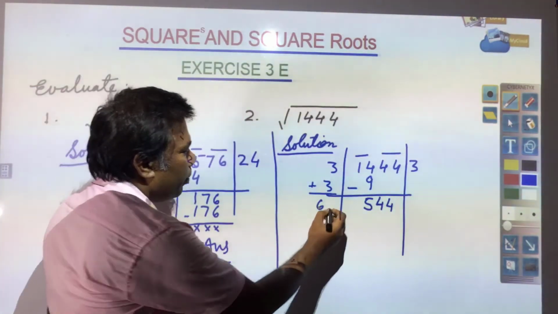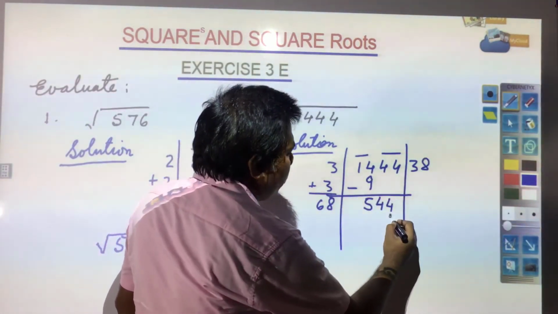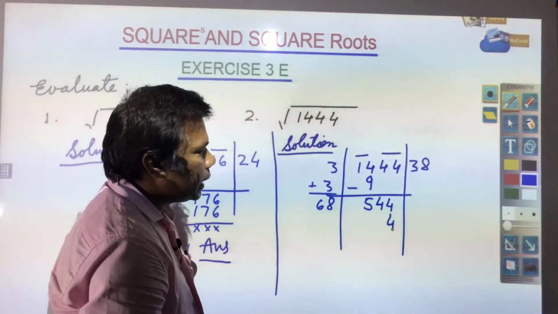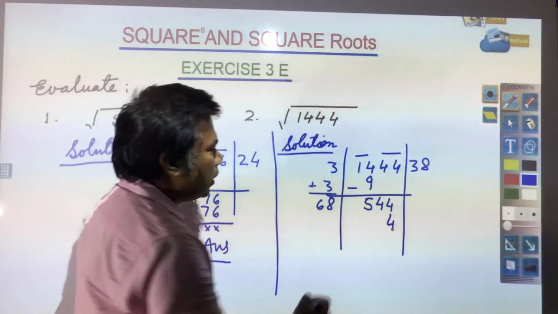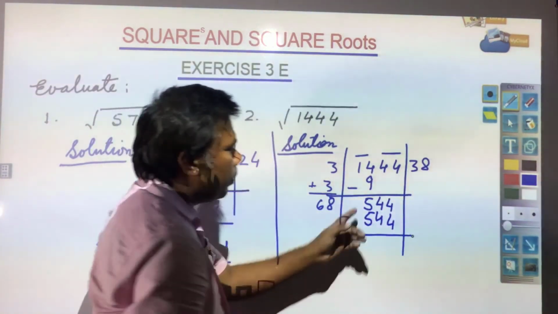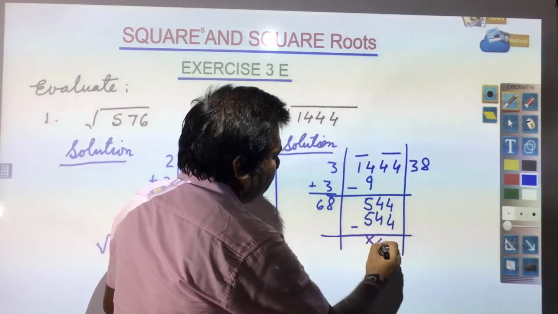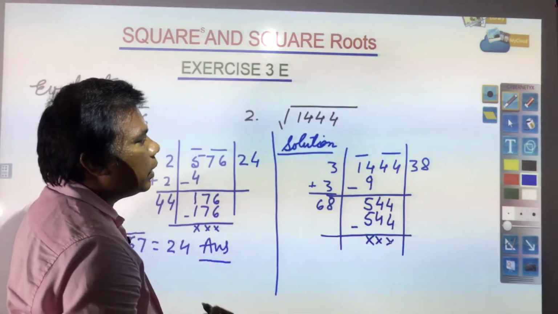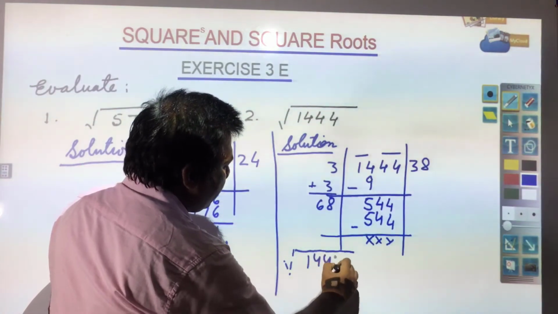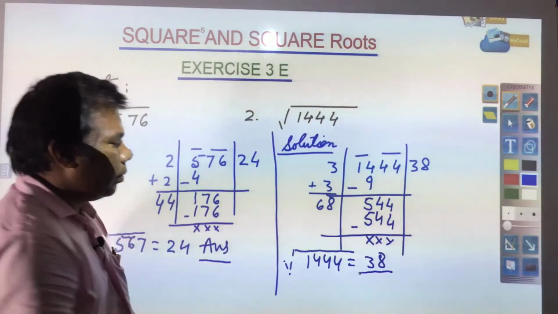So, here you see what number will be required. 8 times you try, 8 8s are 64, 6 you have, 8 6s are 48 and 6, that is 54. So, now you got 444, and this you subtract, you will get 0. So, your answer is 38. So, square root of 1444 is equal to 38. In this way you need to find out.